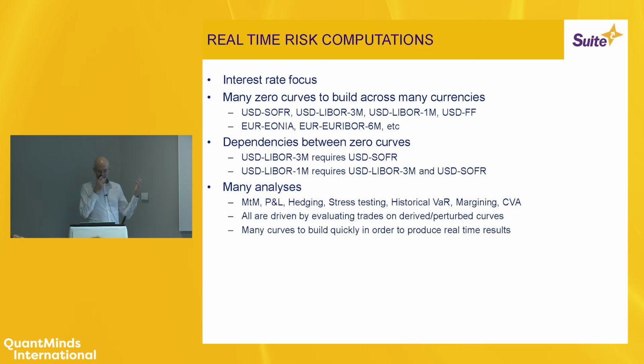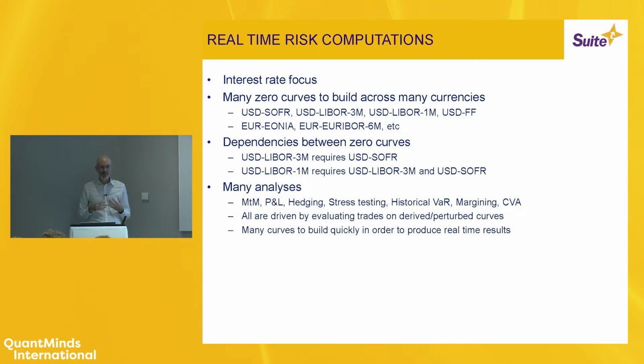So the domain we're looking at is very much interest rates. What we need to do is build a lot of different zero curves, many curves across many currencies. In dollars, we'll have a SOFR curve, a 3-month LIBOR curve, a 1-month LIBOR curve and a Fed funds curve. In euros, we'll have EONIA and Euribor, etc.